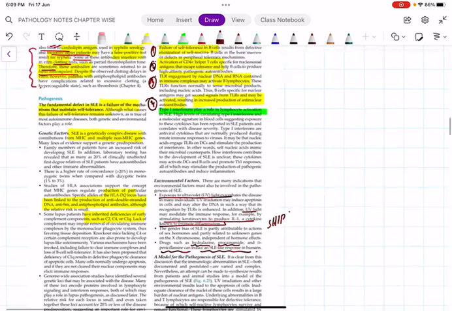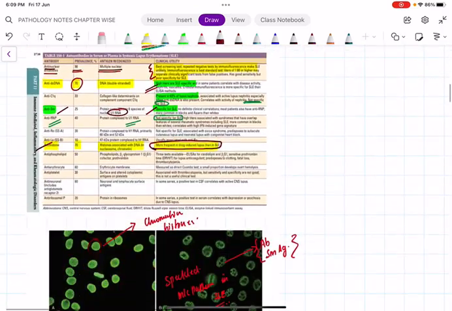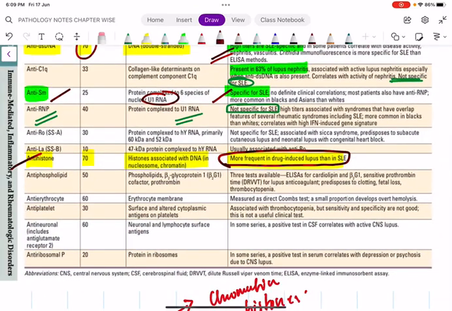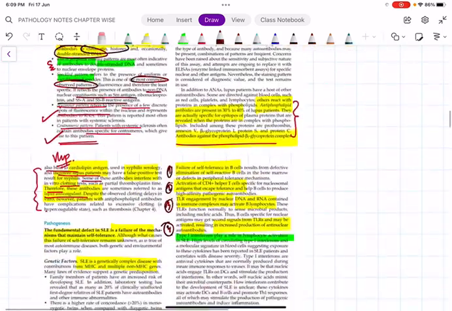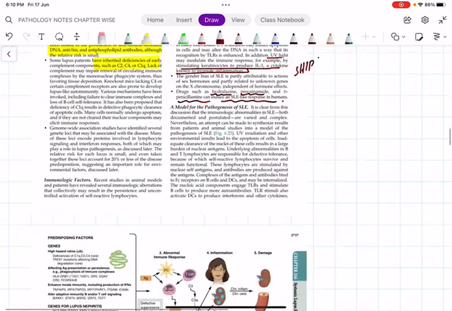Drug-induced lupus. Can anyone remember? I told you, antihistone antibodies are most commonly implicated in drug-induced lupus. This has been a straightaway MCQ question. So antihistone antibodies are implicated in drug-induced lupus. Fine. So what are the drugs? Hydralazine, D-penicillamine, as well as procainamide.